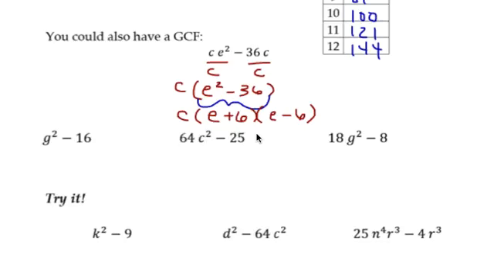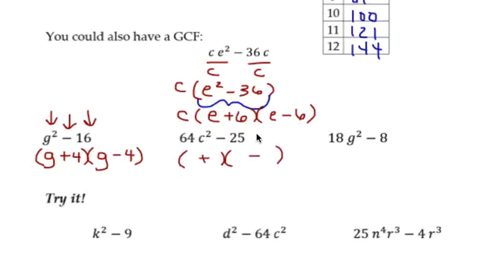Okay, moving on. g squared minus 16. Set this up. It is a difference of squares. We have a difference, and we have two things that are being squared here. One parenthesis gets a plus, one gets a minus. The square root of g squared would be g, and the square root of 16 is 4. So g plus 4 and g minus 4. In the next one, we have two perfect squares with a subtraction sign in the middle. So we go ahead and set up our two parentheses, one with a plus, one with a minus. 64c squared would square root to be 8c in both parentheses, and the square root of 25 is 5.